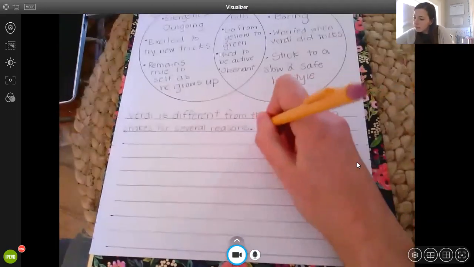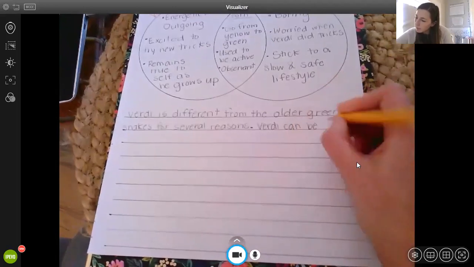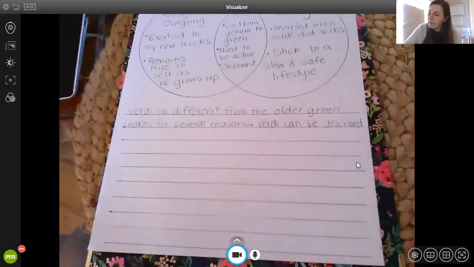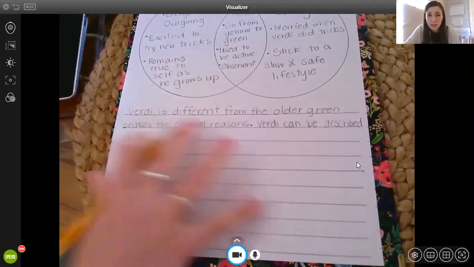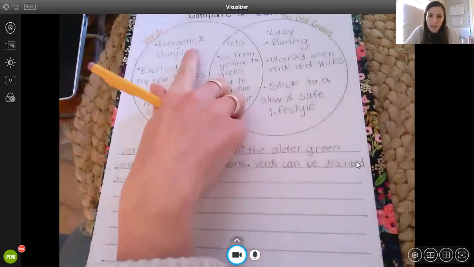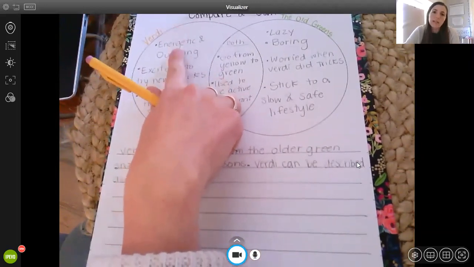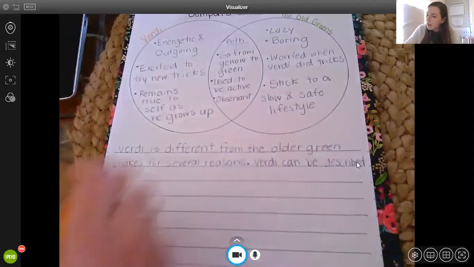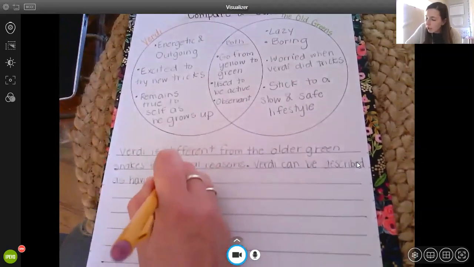Verdi can be described as, and if I've forgotten how we can describe Verdi's traits, I can just look right back up here in my Venn diagram. That's right. We said some of the traits we found in Verdi were that he was energetic and outgoing. So Verdi can be described as having an energetic or outgoing personality.